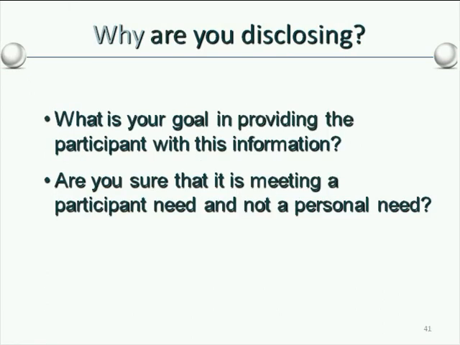Why are you disclosing? I think I may have covered a lot of this. If you're going to disclose the information, are you sure that you're meeting a participant need and not a personal need? This is a really difficult question to tease out, but it's a really important one to ask yourself. Why are you disclosing this particular information, and what is it? Asking yourself the question, what does this do for me, regardless of what it does for the participant, can help you to begin to distinguish the answer to that question.